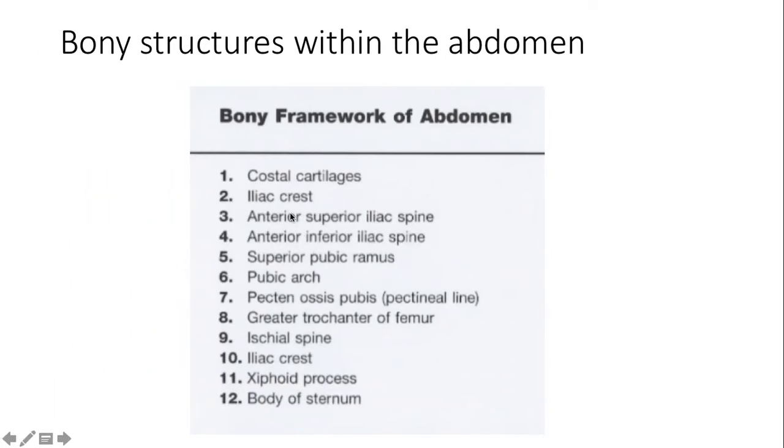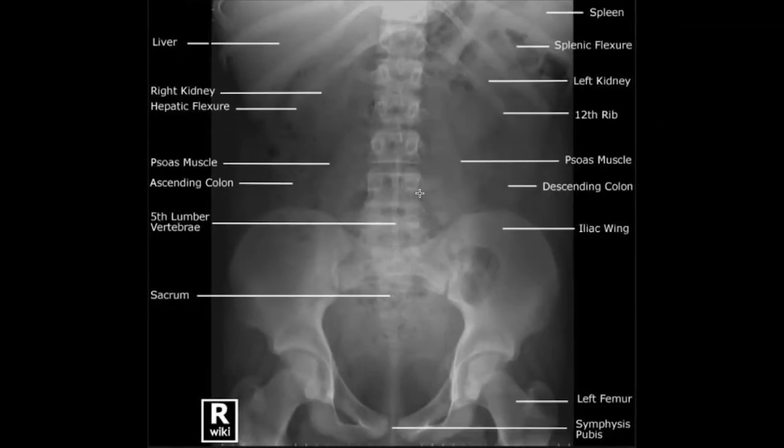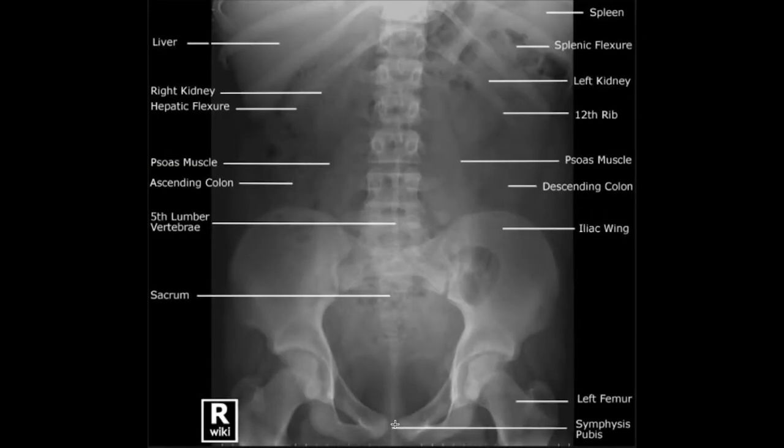Okay, we have the ischial spine, we have the iliac crest, the xiphoid process and the body of the sternum. Now we cannot see the xiphoid and the body of the sternum here because they're not included. We will see them in another radiograph. Okay, we have the pubic symphysis here, the superior pubic ramus and inferior pubic ramus right here, here and here. Okay, this is the hip joint and the acetabulum right here.